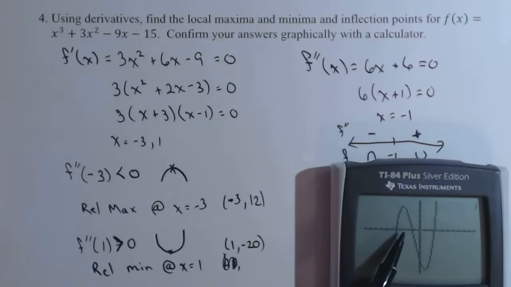So you see there we got a relative max at -3. It goes up to 12. Our inflection point, it's hard to sometimes pinpoint on a graph, but it looks like it's about at -1 and with a y value of -4. And there's our relative min sitting here at (1, -20).